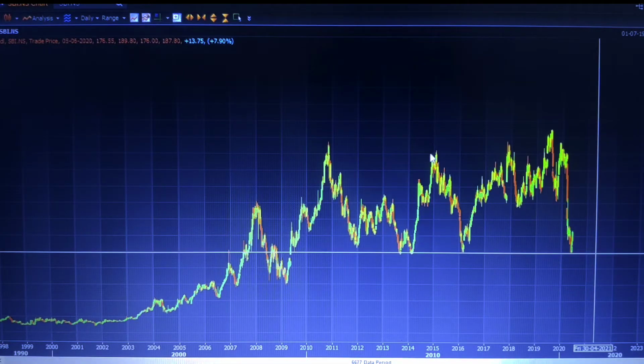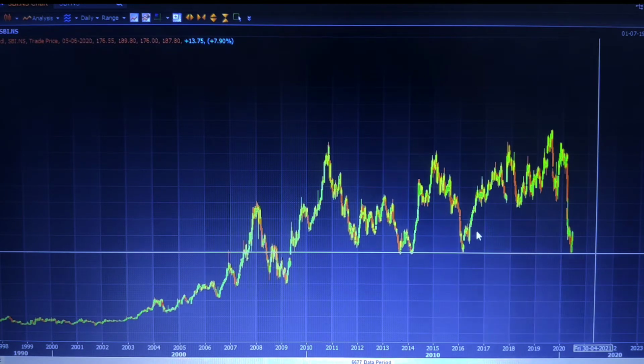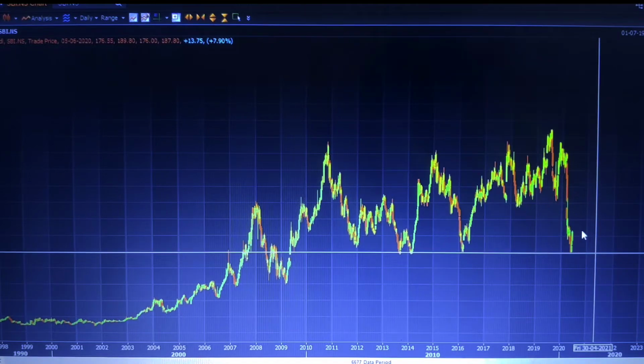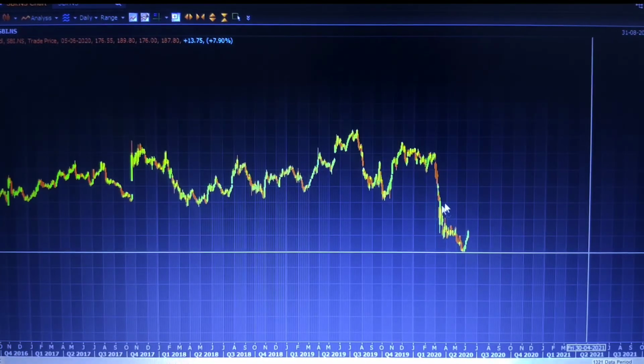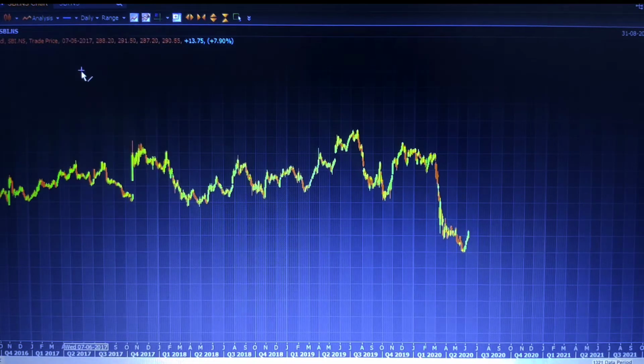From there it bounced back, had a bull rally and touched a high, then came back again in 2016, the exact same level touched, and from there again a rally happened and touched a high of 374 or 375. Now, considering all this previous data, we are sitting here. From the historical data, we can easily conclude that this 140 to 150 level is a huge support level for State Bank of India.